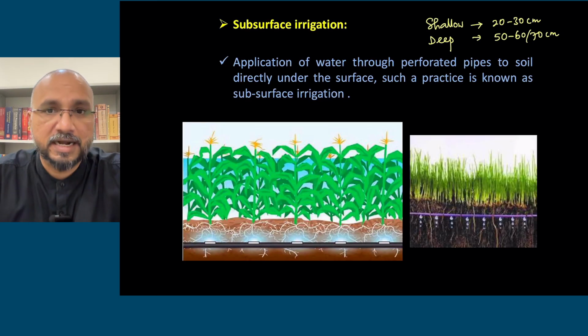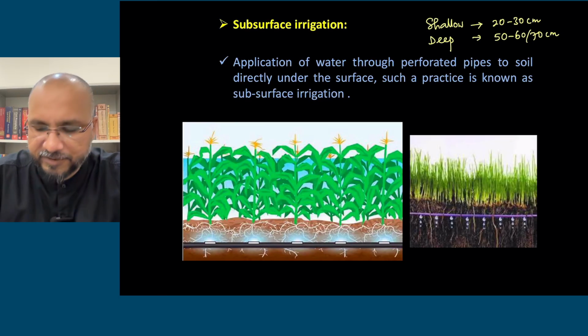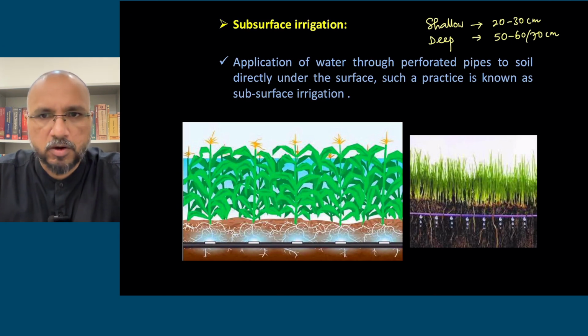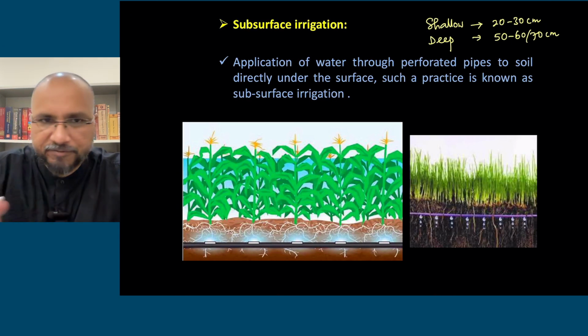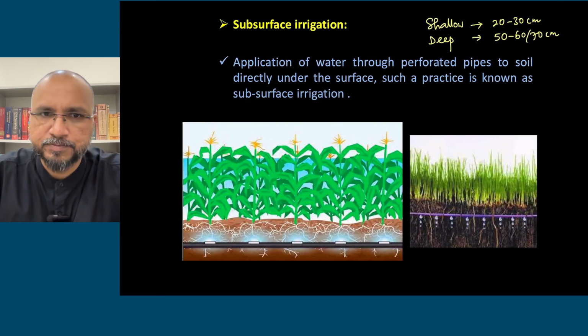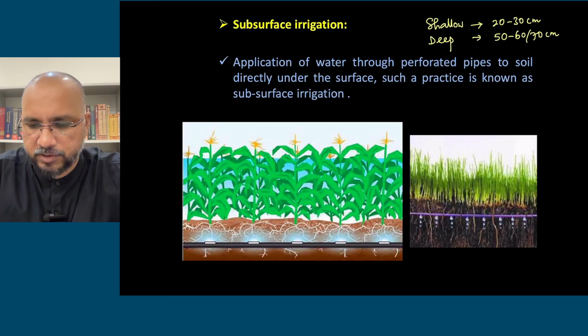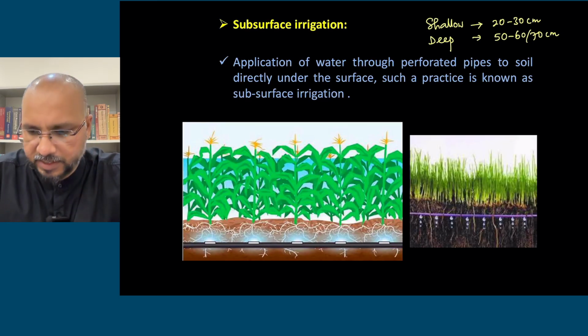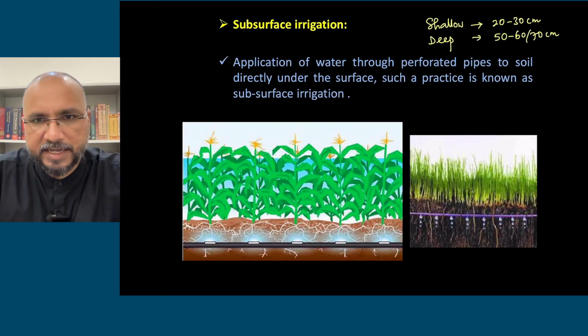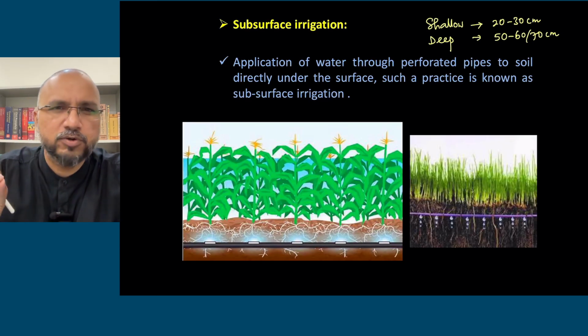Now this has an advantage over the surface method. What is the advantage? Here evaporation losses will be almost negligible, because you are not applying water on the surface. From the surface the water will evaporate. In the surface methods that is one disadvantage, where water will be lost through percolation and also through evaporation. But here evaporation losses will be minimum, and you are not applying directly on the surface, you are applying near the root zone. Weeds also reduce a little.